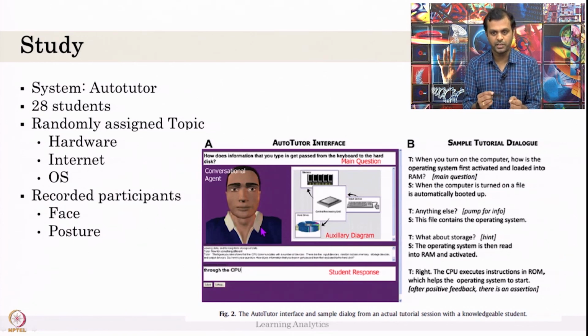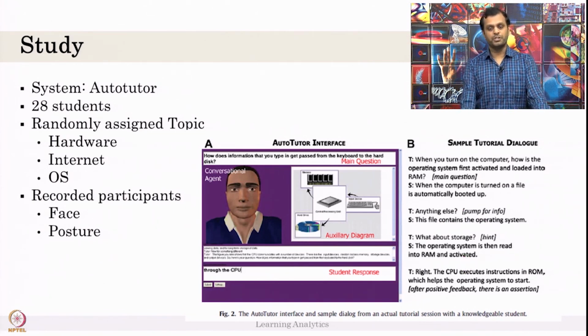The agent is actually a text to speech converter, and it speaks. Then a student types the answer instead of speaking, because voice recognition was not so great at the time when this AutoTutor was created. So, when a computer is turned on, a file is automatically booted up, and then it asks for more information, like, what happens. If you are stuck, it might provide a hint. All these things happen in this AutoTutor.